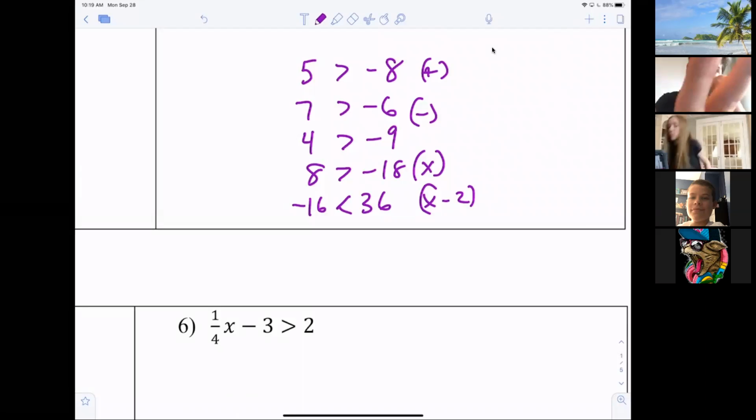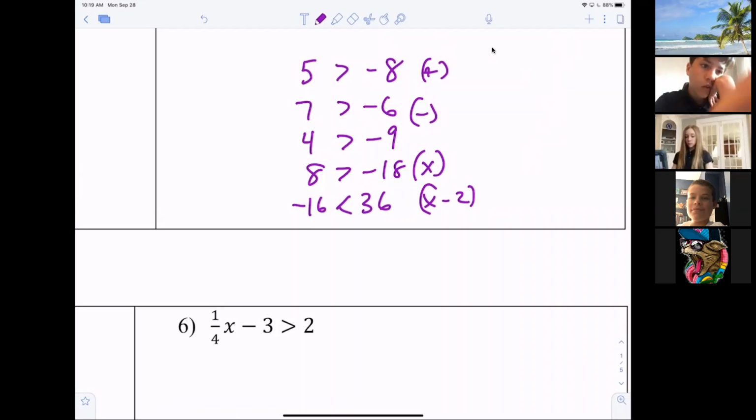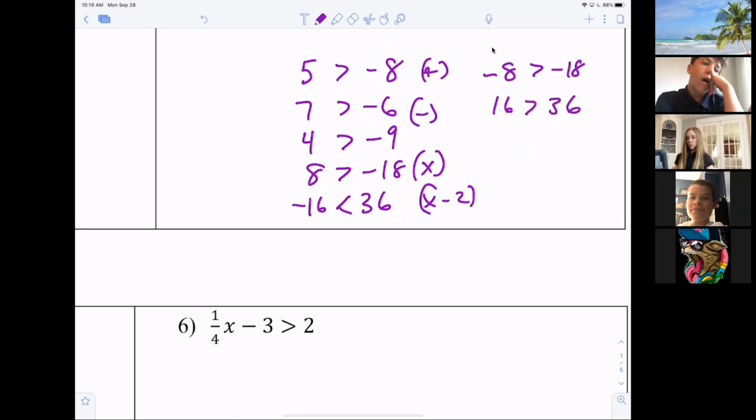What if, for example, it's negative 8 is greater than negative 18. If I multiply by negative 2, that's 16 is greater than 36. Is that true? No, it's not. And the same thing applies with the negatives.